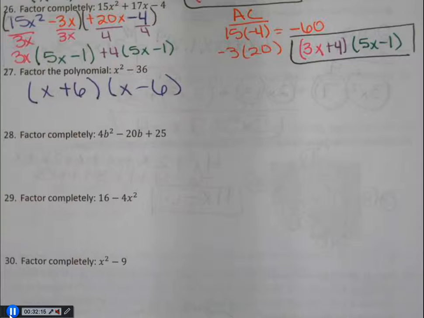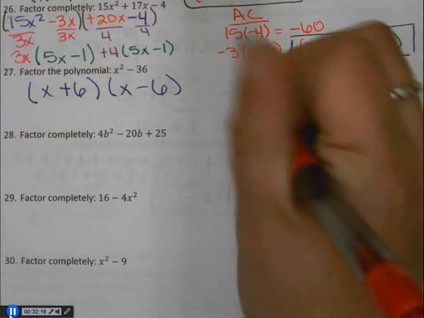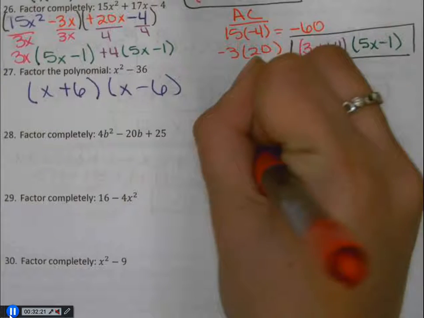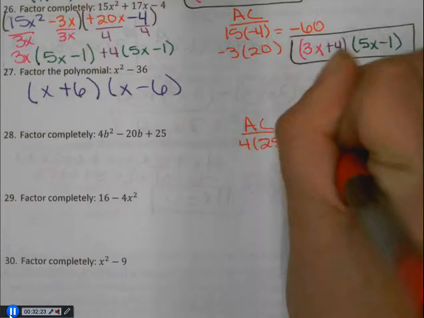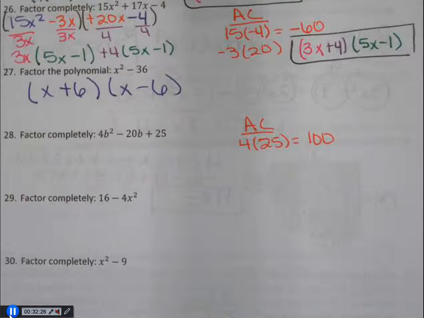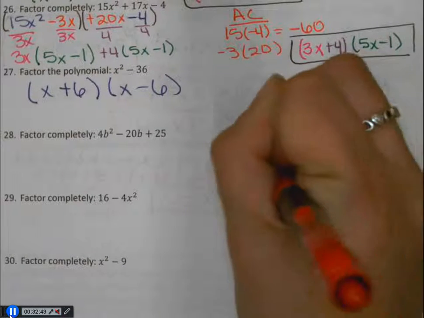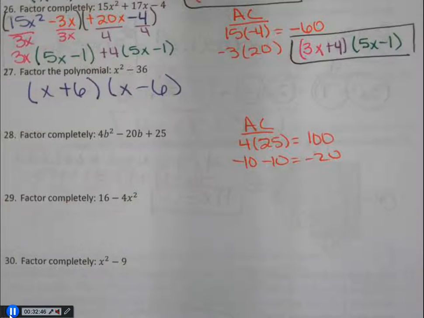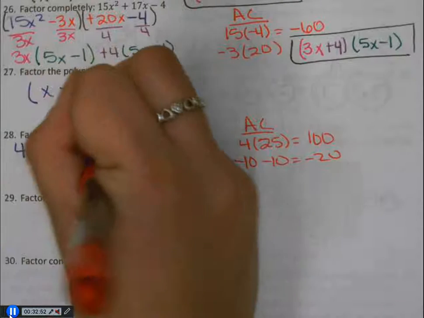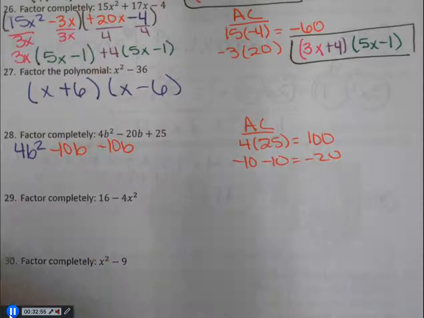Okay. Number 28 wants me to factor completely. I'm going to go ahead and do the AC method again. So I have 4 times 25, which is 100. What multiplies to 100 and adds to negative 20? Negative 10 and negative 10. Right? So I'm going to split this up. So I have 4b squared minus 10b minus 10b plus 25.